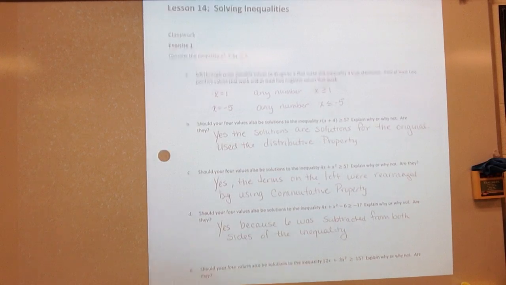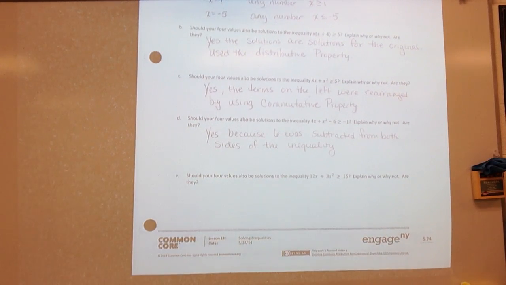And since I subtracted 6 from both sides of the inequality, I did not change my value. Okay?